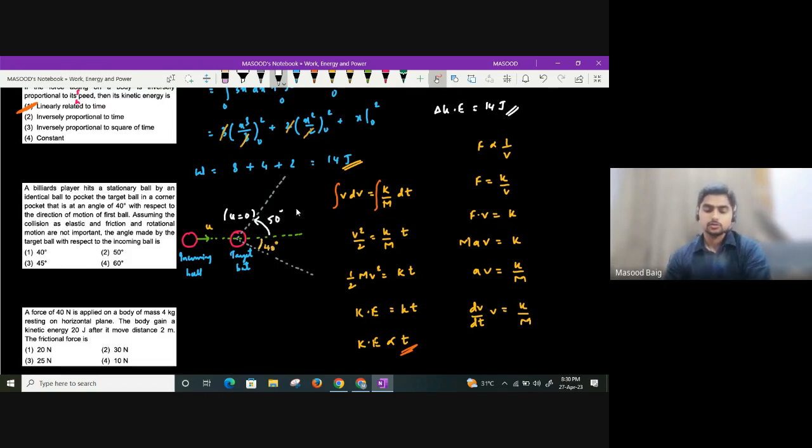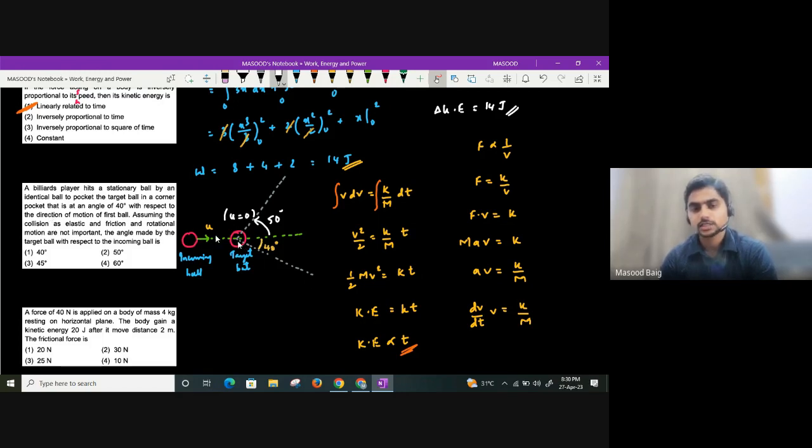Okay. So billiards player hits a stationary ball by an identical ball to pocket the target ball in a corner pocket that is at an angle 40 degrees with respect to the direction of motion of first ball. Assuming the collision is elastic and friction and rotational motion are not important, angle made by the target ball with respect to the incoming ball, they are saying. So this is incoming ball. Now I want to send this target ball to a target in this manner.